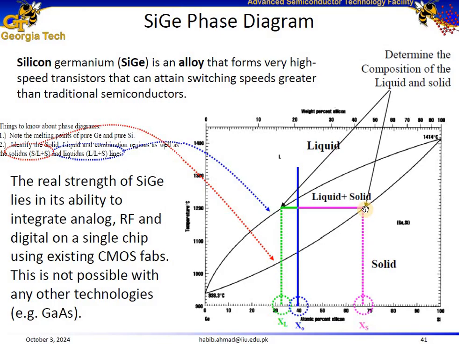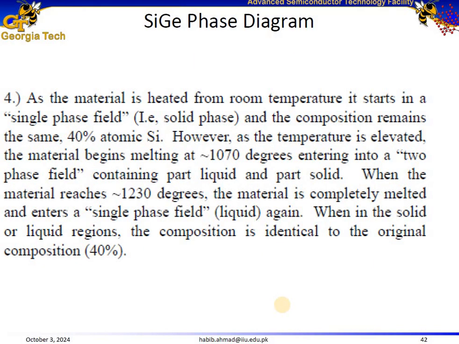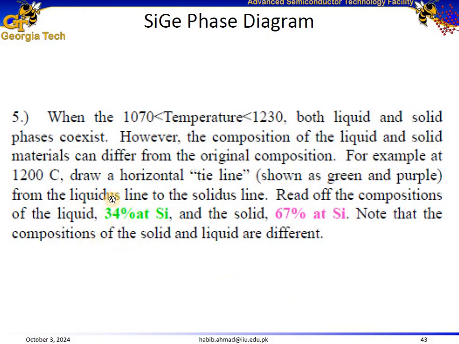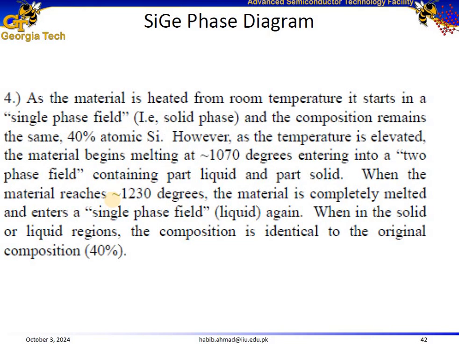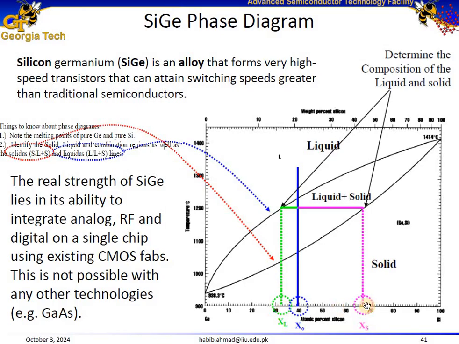This purple line intersects the solidus line at this composition, which is approximately 67%. Similarly, this green line intersects the liquidus line at this composition, which I would say is 33%. So this is 33% and this is 67%. It means that the part of the material which is solid has 67% silicon. In the mixed phase, we have 67% silicon and 33% germanium.